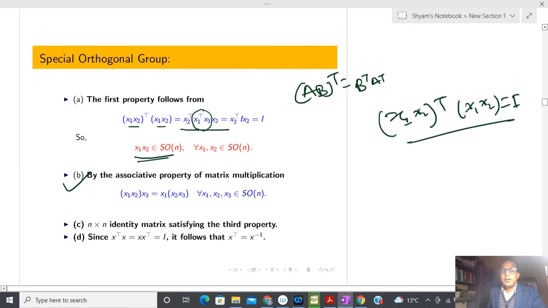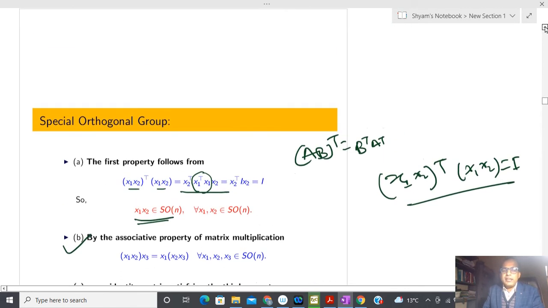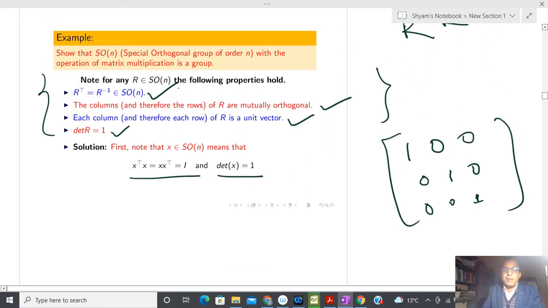Now inverse. We know that the inverse of x is x transpose, equal to x inverse. So each element has an inverse, and due to that reason the special orthogonal group will satisfy all the properties. Because we are writing the definition, what I am telling is that if all 4 properties are satisfied, then it forms a group. Since this is also orthogonal, people have given it the name special orthogonal group.